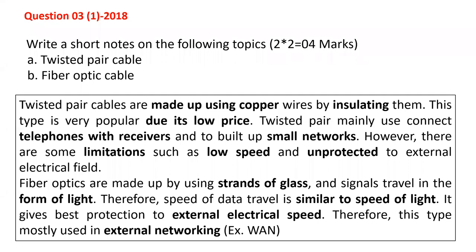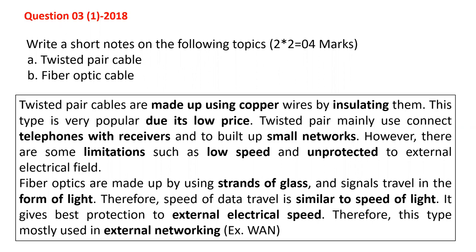Twisted pair cables are made up using copper wires. Copper. Remember, twisted pair means the data transmission part is copper. Copper wires with insulation. This type is very popular due to low price. Twisted pair is mainly used to connect telephones with receivers and build small networks. That's the main application of twisted pair. Telephones, so telecommunication work, and to establish small types of networks. However, there are some limitations such as low speed and being unprotected against external electricity. These are the points you want to point out in this answer.